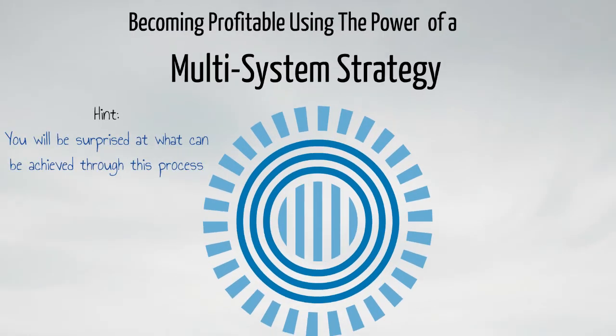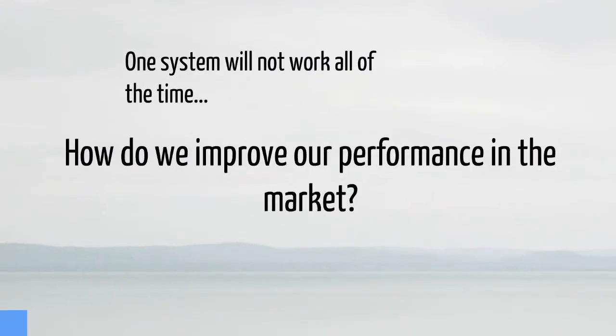I'm going to take you through the statistics on applying multiple systems across a market and multiple markets. And I think you're going to be a little bit surprised and shocked at how powerful it is to combine a multi-system strategy. Now, we know as traders that if you've got one trading system, that's not going to work all the time. It's not going to be able to apply in the market 100% of the time. That's just the reality of trading. So if that's the case, how do we improve our performance in the market? How do we actually get to a point where we're making money consistently?